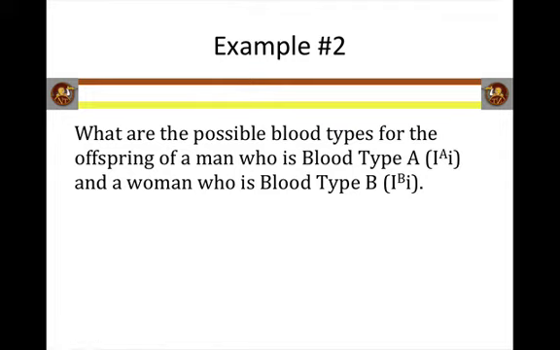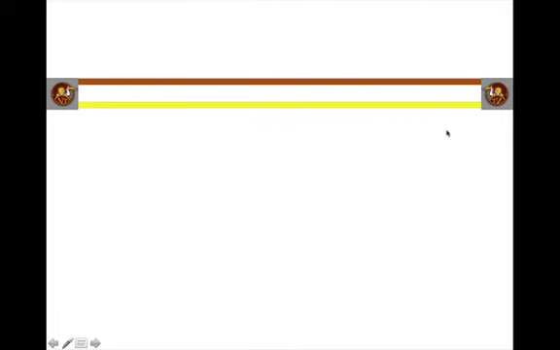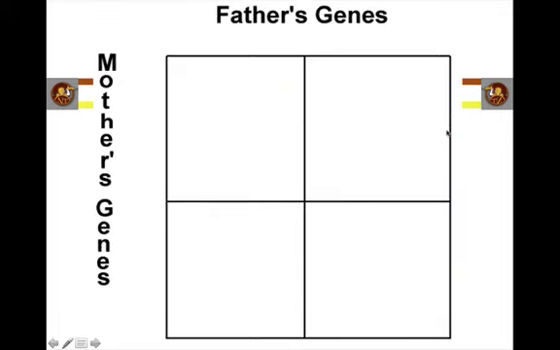Okay. Second example, what are the possible blood types for the offspring of a man who is blood type A, and this time we're going to say big I A, little i, and a woman who is blood type B, big I B, little i? These are heterozygous blood types. Heterozygous, okay? So let's set up our Punnett square. Father goes at the top, mother goes at the side. So our father's genes, big I A, little i, and our mother, big I B, little i.